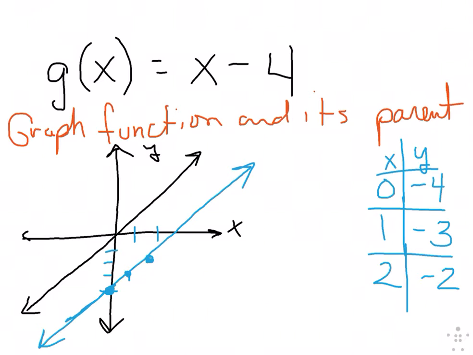It shifts down. How far? 4. That's describing the transformation. The transformation would be a shift down 4. Now think about the black line to the blue line that's up there. Is that what happened? Is this the same shape?